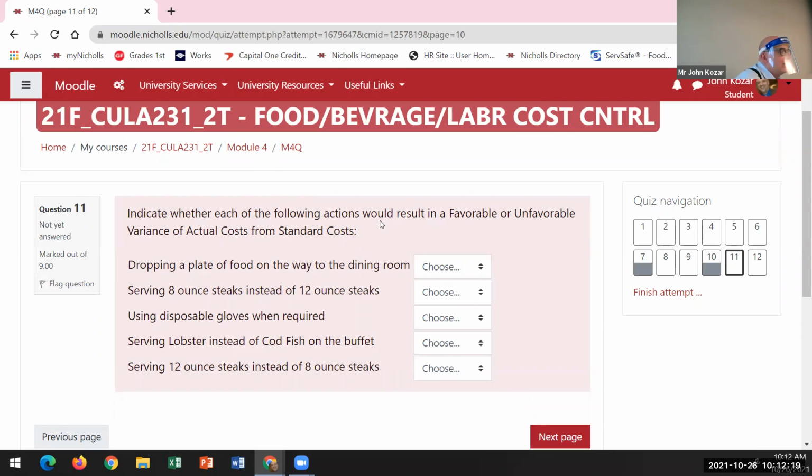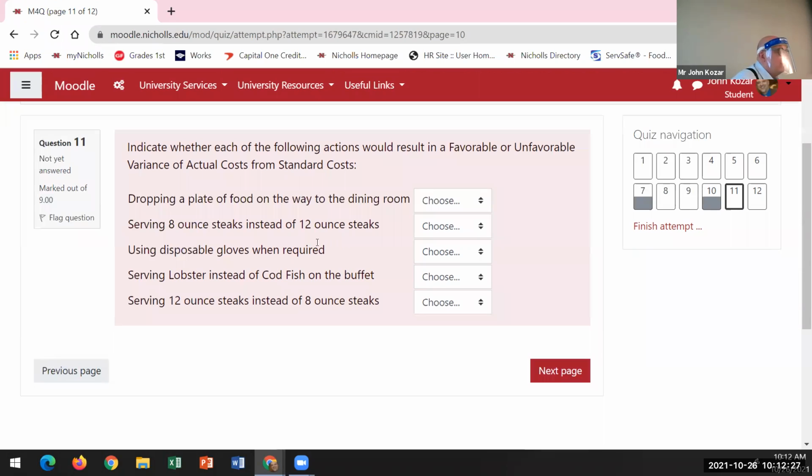Which of the following actions result in favorable or unfavorable variance from actual cost and standard cost? So anything that is waste is unfavorable. And this is just like what we were talking about. So if you drop a plate of food, that's waste. It's going to raise your costs because you now have double your food cost for that item. Serving 8-ounce steaks instead of 12-ounce steaks is going to lower your cost.